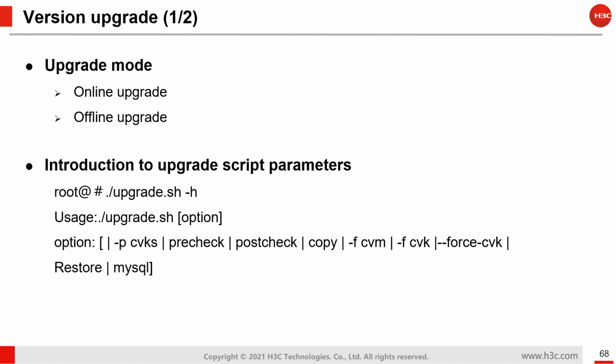The command root upgrade.sh is to run the upgrade script. Usage: upgrade.sh and option. The options include pcvks, pre-check, post-check, copy, f3m, f3k, force 3k, and restore MySQL.